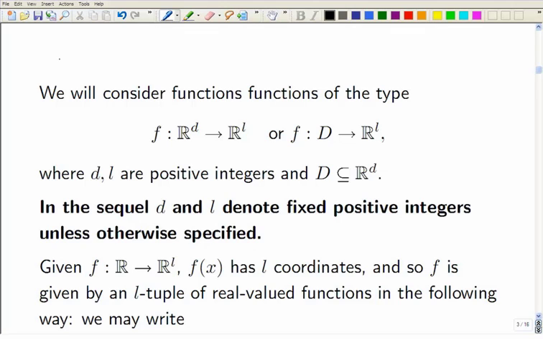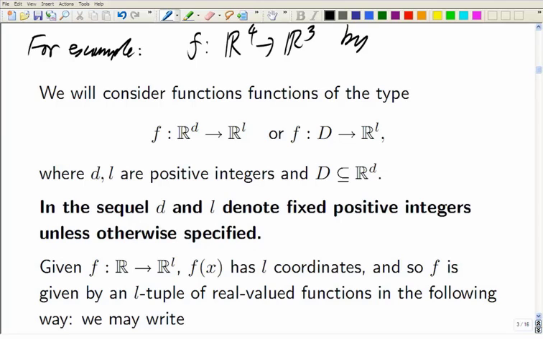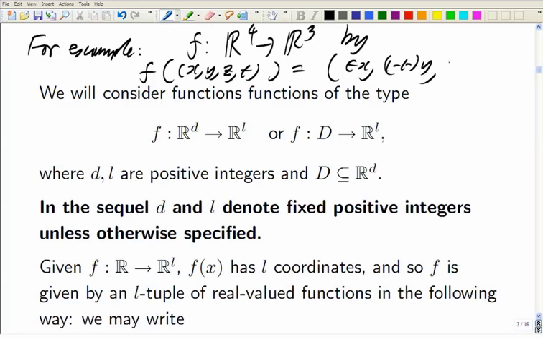And so you could, for example, let's define f from R to the fourth to R cubed by f of (x, y, z, t) is equal to (tx, 1 minus t times y, ...) and let's just swap t and z over. That's a pretty boring function.